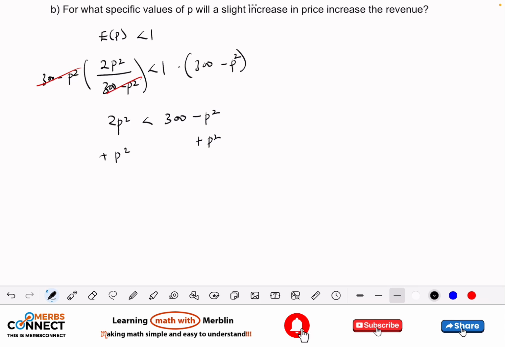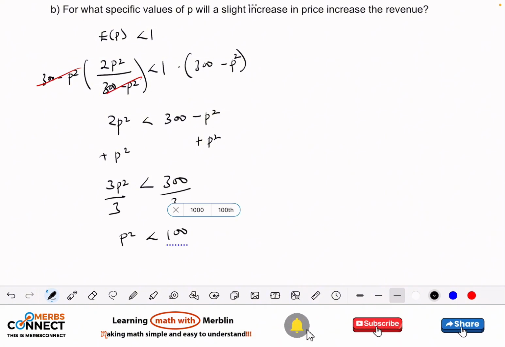So I'm going to have 3P squared, right? 2P squared plus 1P squared will be 3P squared less than, then minus P squared plus this will be 0. So it will be left with 300. Then I'll divide through by 3, divide through by 3. So P squared will be less than 100.